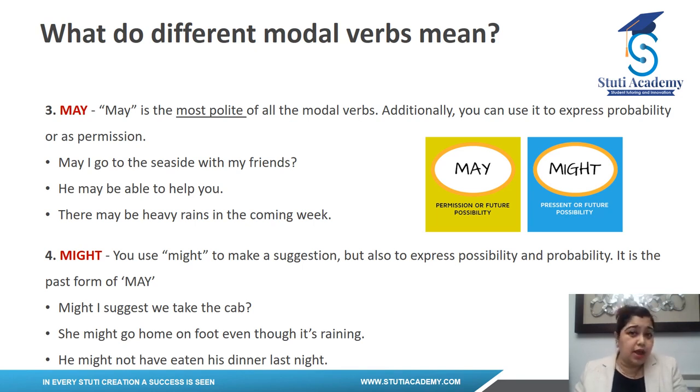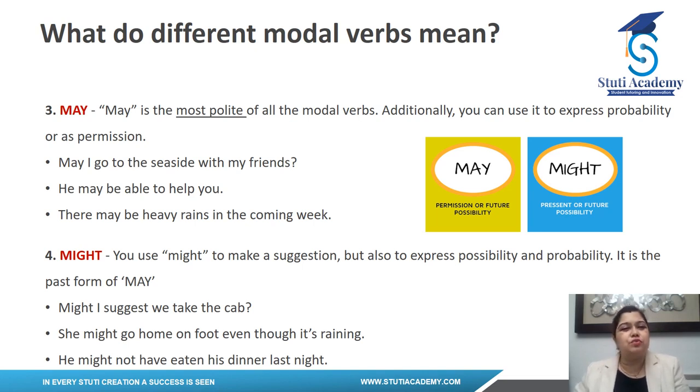So this may is a probability. I still don't know whether he can or cannot. He may be able to. Okay, a probability. There may be heavy rains in the coming week. So again, probability. I don't know yet. I haven't seen the forecast, so I can't say with certainty, but there may be heavy rains in the coming week.